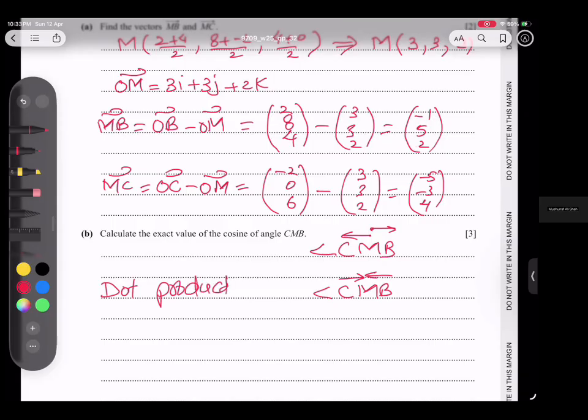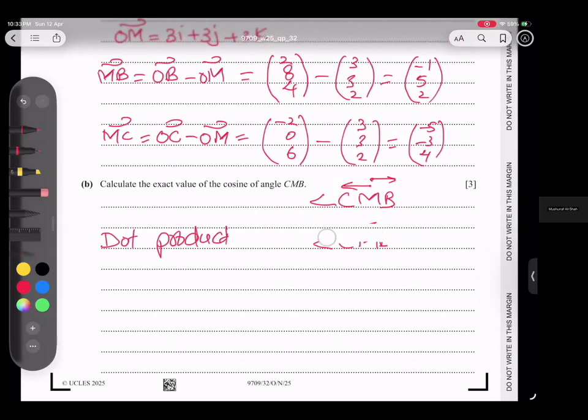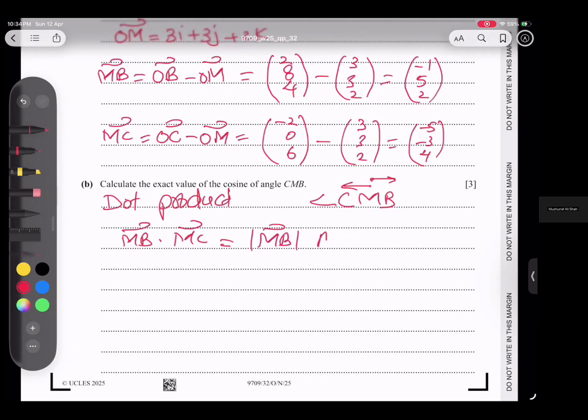So what is the dot product formula? I'm going to use the upper one. So the dot product formula is what? MB dot MC equals the magnitude of MB times the magnitude of MC times cos of the angle, and I call this angle theta. No problem. Okay, theta. I'm writing both vectors here, here the magnitudes, here cos of theta.